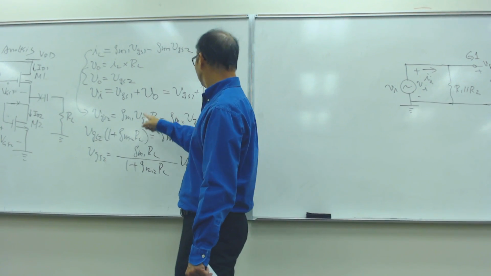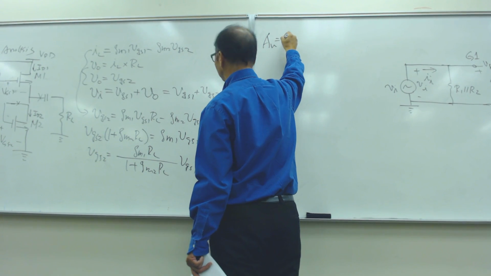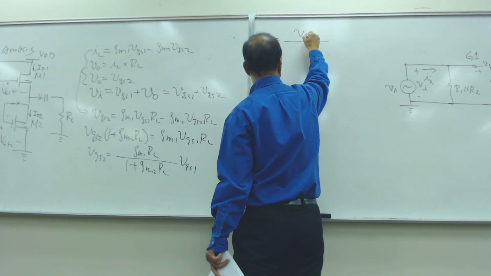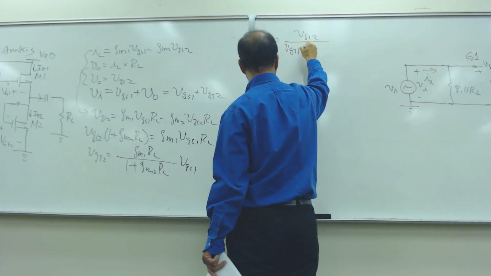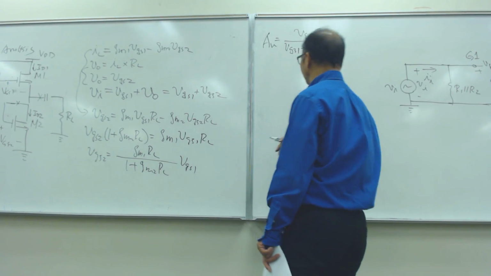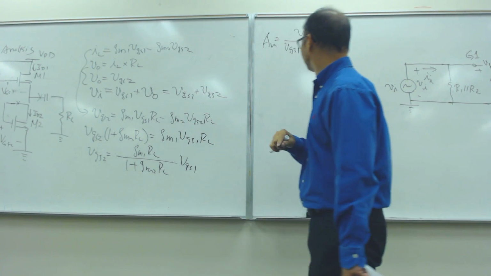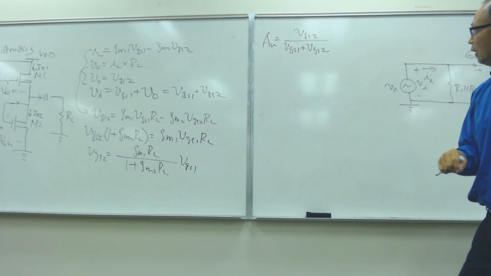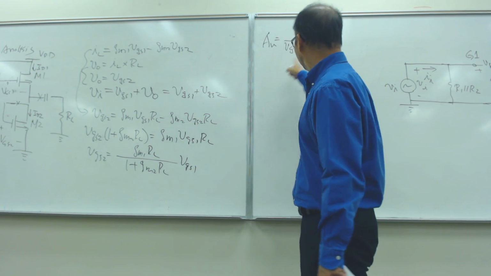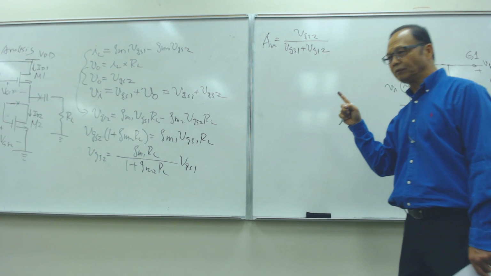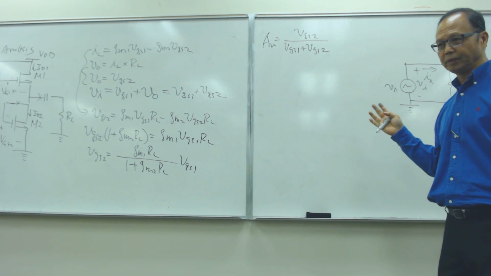Then we have this, right? So we have A sub V equal to VGS2 over VGS1 plus VGS2. Yes? This divided by that here. And then if I can replace VGS2 with that, then I would get a single equation without any VGS. Yes?